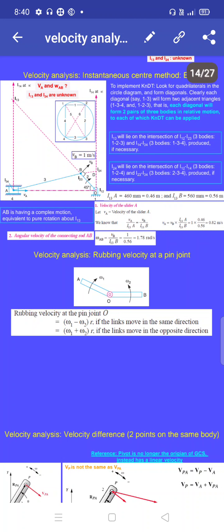Velocity analysis. So rubbing velocity at a pin point. The rubbing velocity at the point O is equal to (omega 1 minus omega 2) into R if the links move in the same direction, and (omega 1 plus omega 2) into R if the links move in the opposite direction.